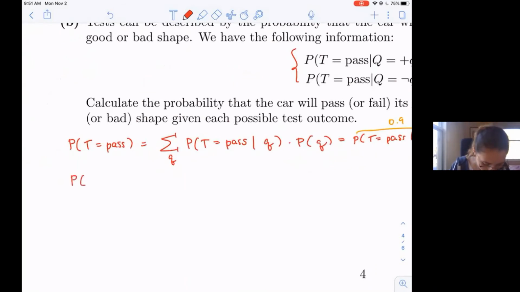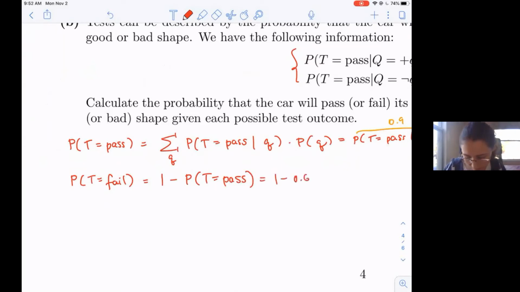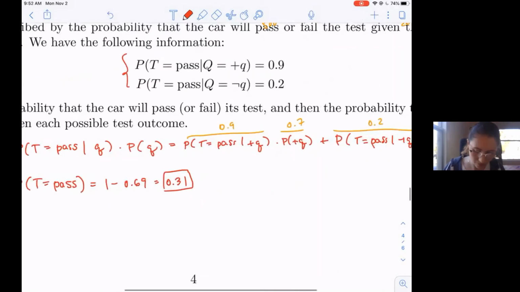What about P of T equals fail? Well, here we can use our total law of probability and understand that because T can only take on two values and it has to be a valid probability distribution, we can just compute 1 minus P of T equals pass to get the probability of T equals fail. So this is just going to be 1 minus 0.69, which equals 0.31. Let's circle this guy too over here.